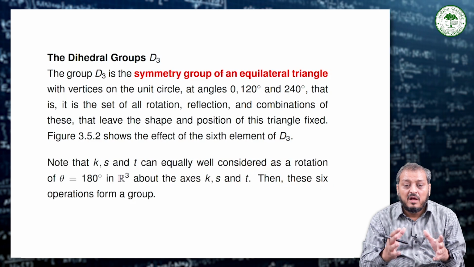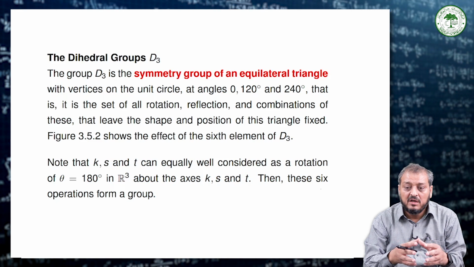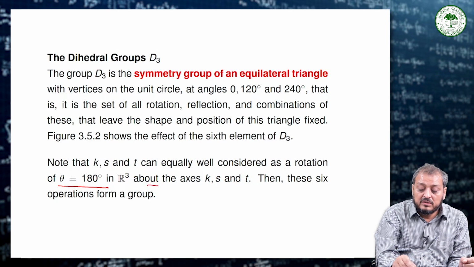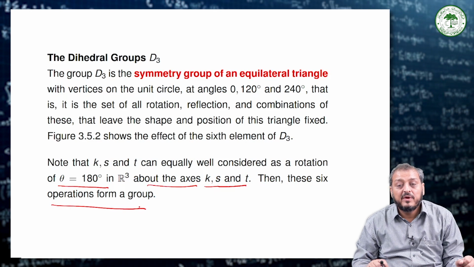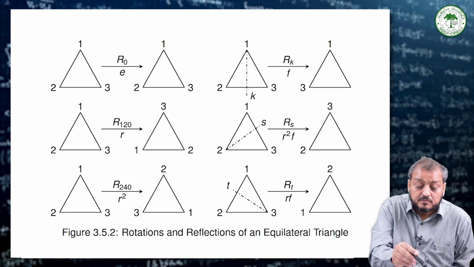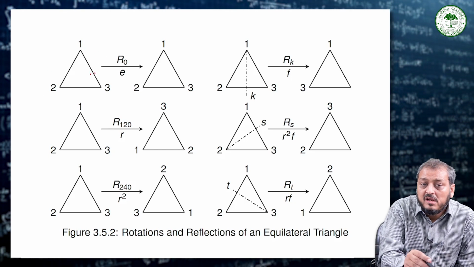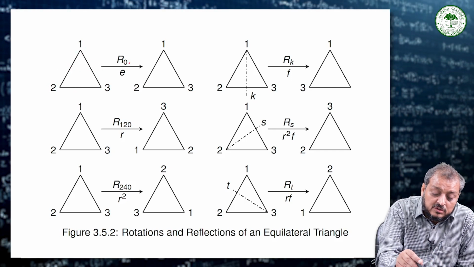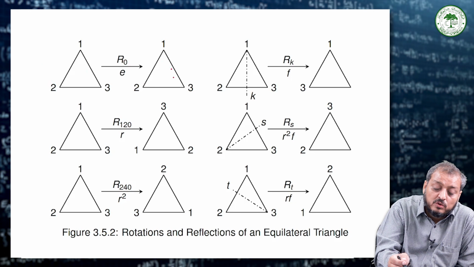Let us note that K, S and T can equally be considered as rotations by theta equal to 180 degrees in R3 about the axes K, S and T, and these 6 operations form a group. Now the first one: I take this equilateral triangle, and with R0 we rotate it by 0 angle, so it remains the same. There is no change.